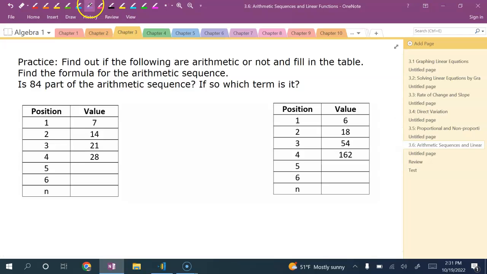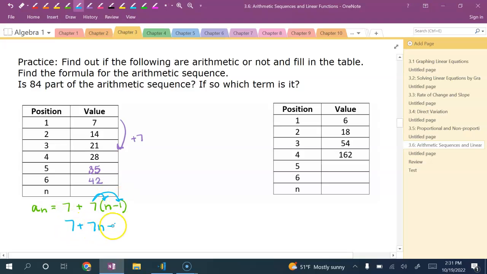So for this first one, I found that in all of these we're adding 7, which tells me that it would be arithmetic. So I filled out my chart here with a 35 and a 42. Now to write my equation, you start with your first term 7 plus the difference 7 times n minus 1. Then I would have simplified. For this one, these 7s are going to cancel, and so we're left with an equals just 7n.